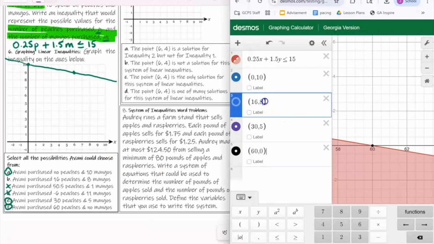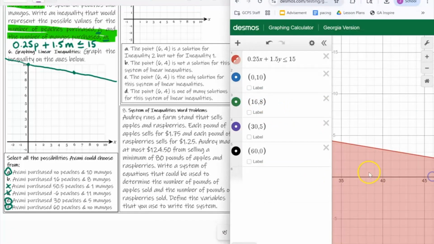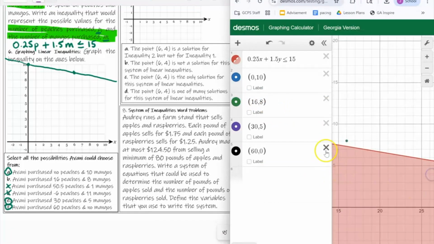Why can't I have 16 and 8 again? Because 16 and 8 is not in the shaded area. That's 30. This one is 16 and 8. You can see it's not shaded.